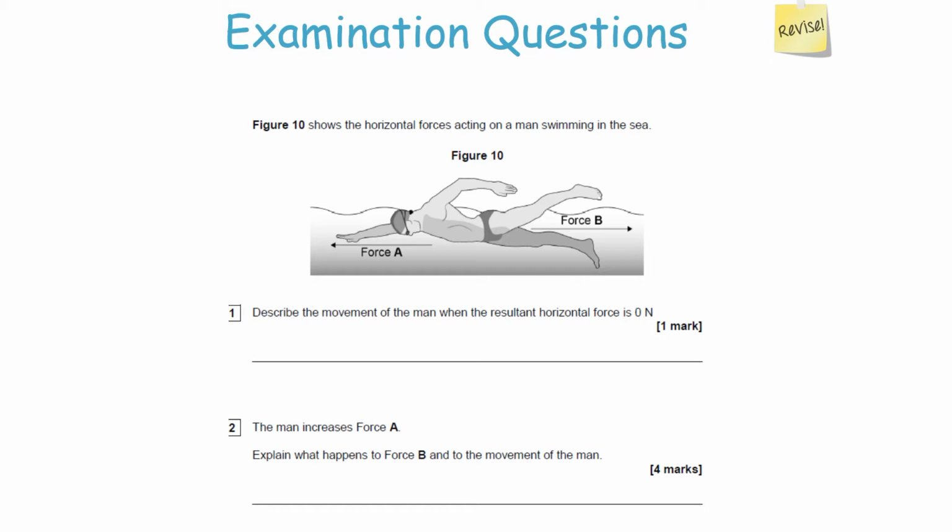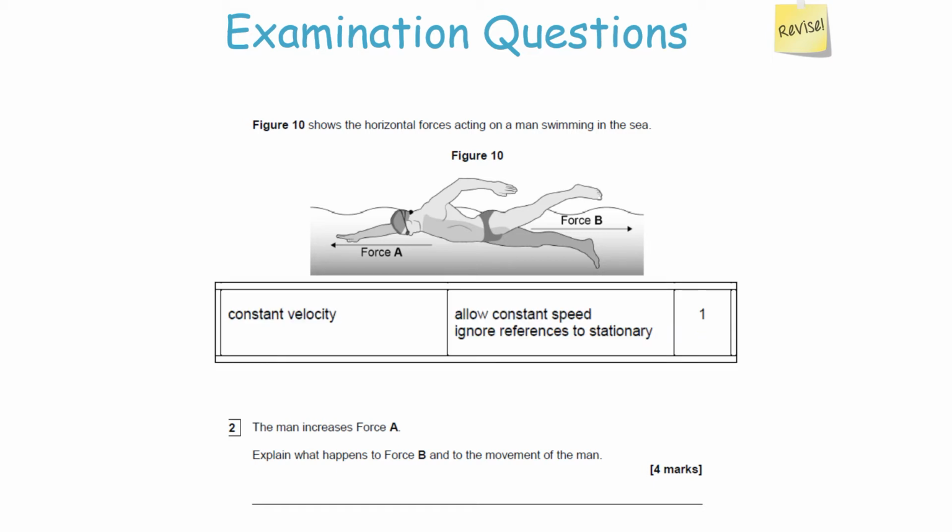Now you can see quite clearly that the swimmer, the man, is moving forwards. Remember, if there's 0 newtons acting on the person, if there's no resultant force, they will not accelerate, they stay at the same speed. So if they are moving forward with a speed, it will stay at that constant speed. It's probably better to use the phrase constant velocity because we also indicate our direction with that, because velocity is speed with a direction.